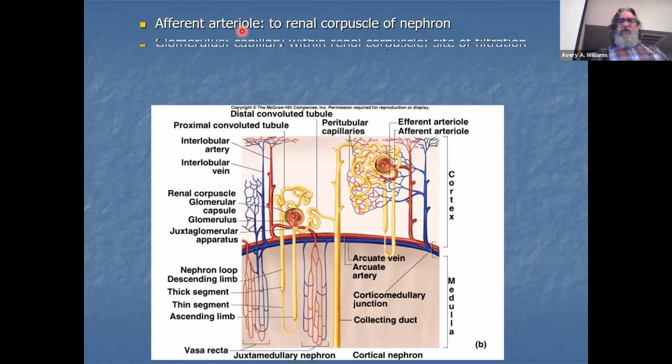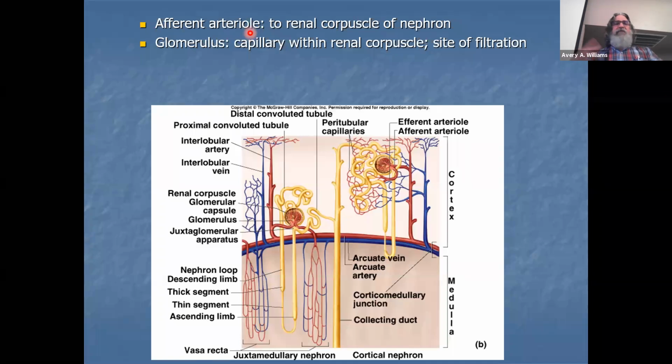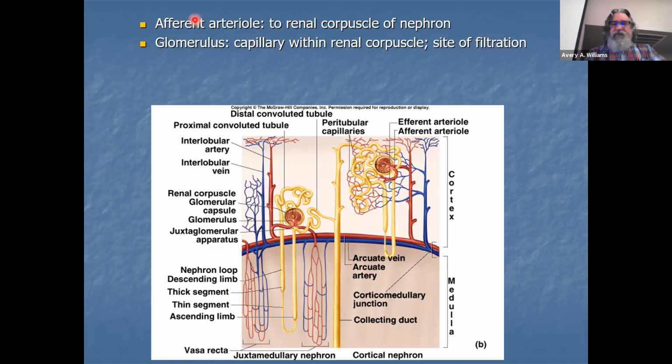All right. What's it doing there? Well, what do arterioles do? Arterioles are blood supply to a capillary bed. So that's what you expect to see. From the afferent arteriole, you enter the corpuscle as a capillary bed known as the glomerulus. See, glomerulus. Remember, we looked at this in histology in the kidney.